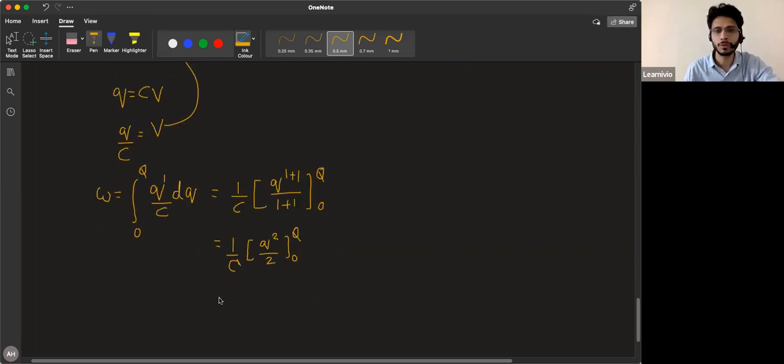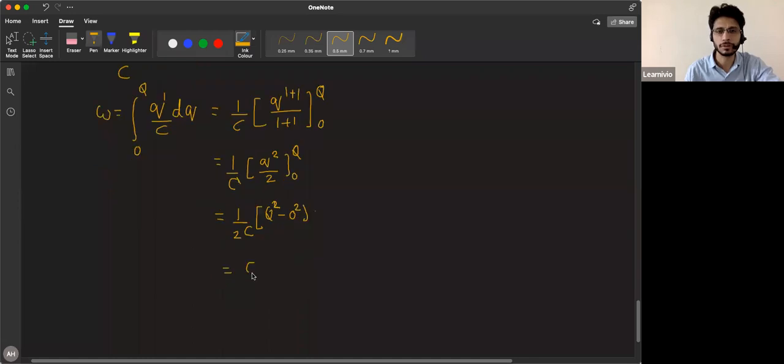So we can take this 2 outside. So you have 1 by 2C into Q square minus 0 square. So this is Q square divided by 2C. This is the work done.